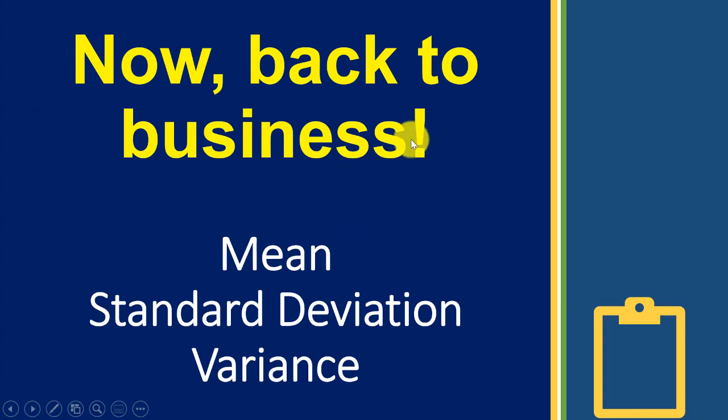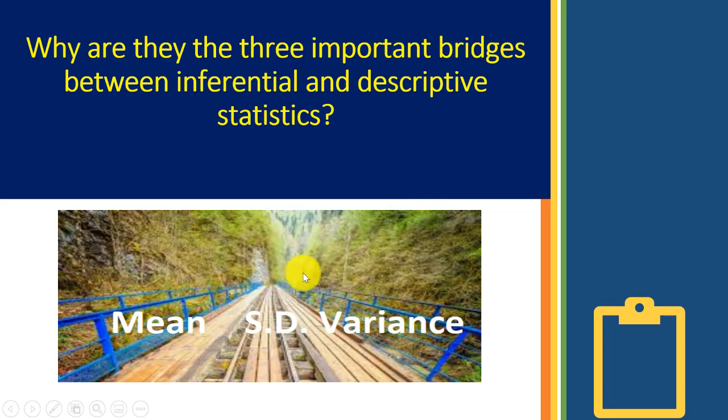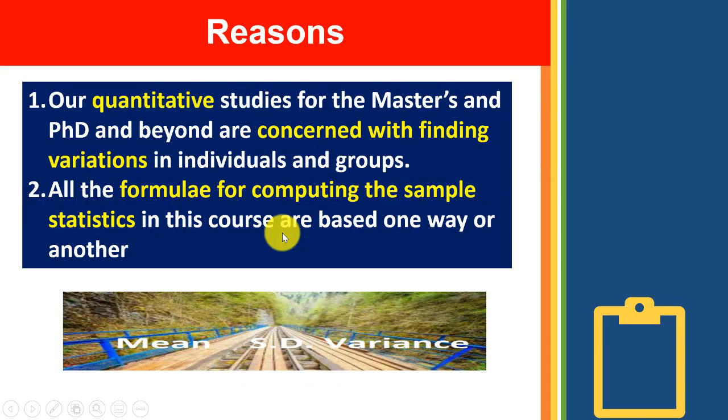Now, back to business. Which business? That's the business of how you compute mean, standard deviation, and variance. I told you that these are three important bridges between inferential and descriptive statistics. What are the reasons? I have two reasons. One is that all the quantitative studies that you'll be conducting will be concerned with finding variations in individuals and groups. And all the formulae that I'll be using in this course for computing sample statistics will depend one way or the other on mean, standard deviation, and variance.